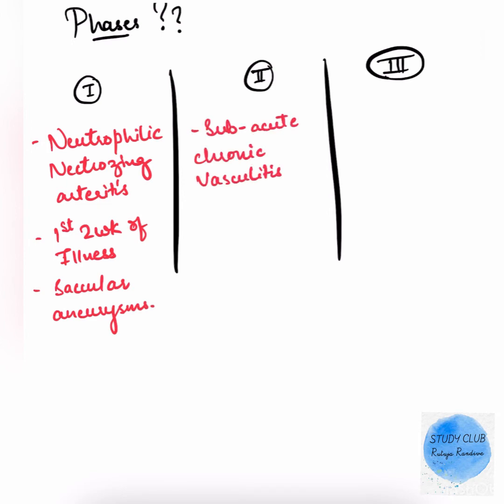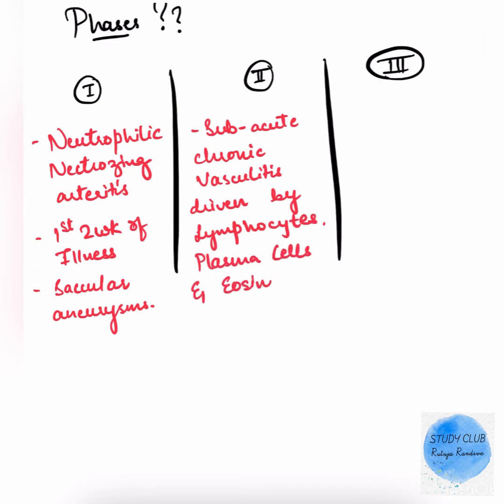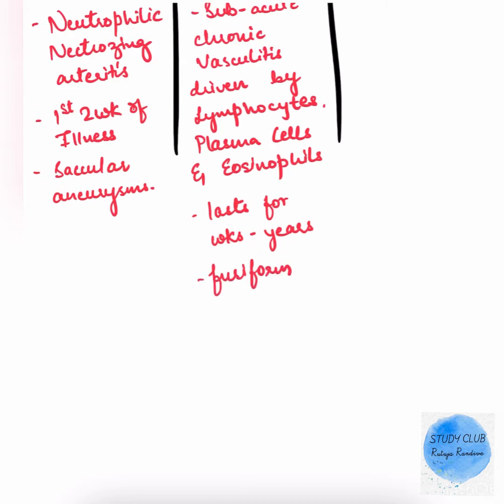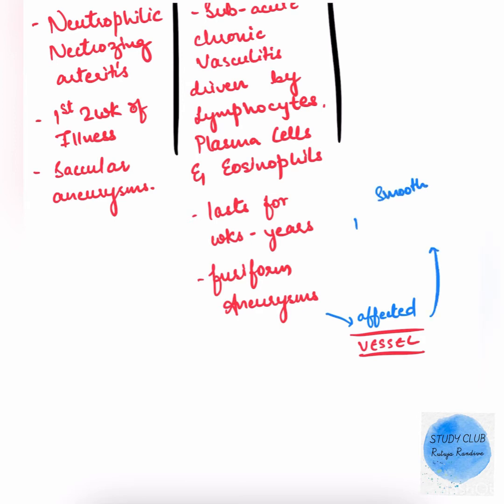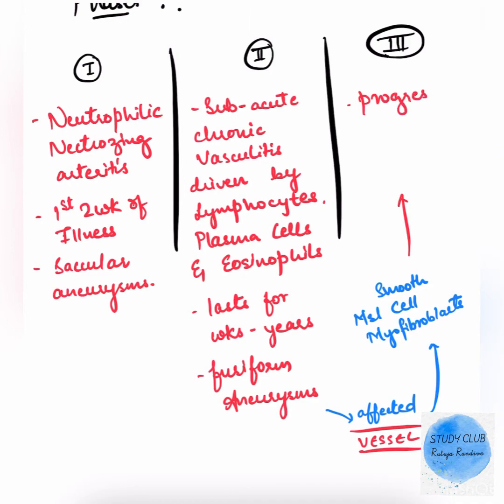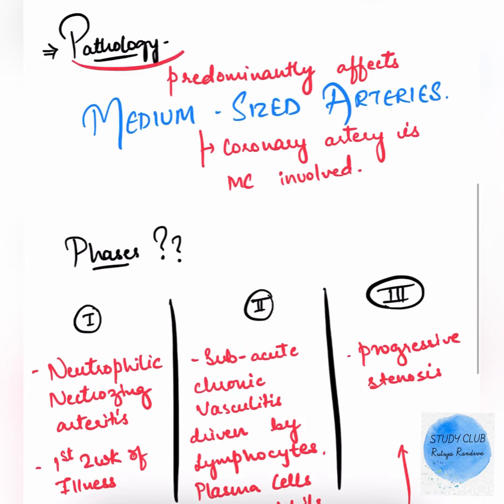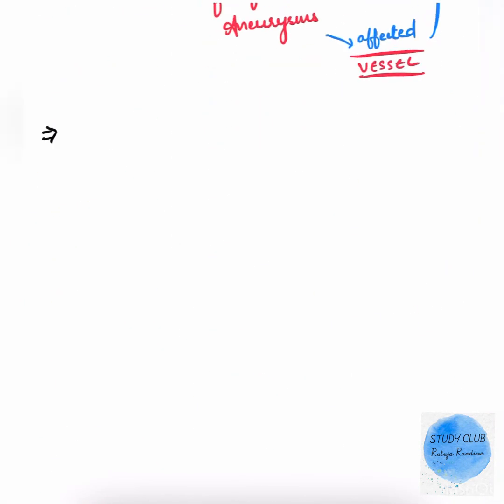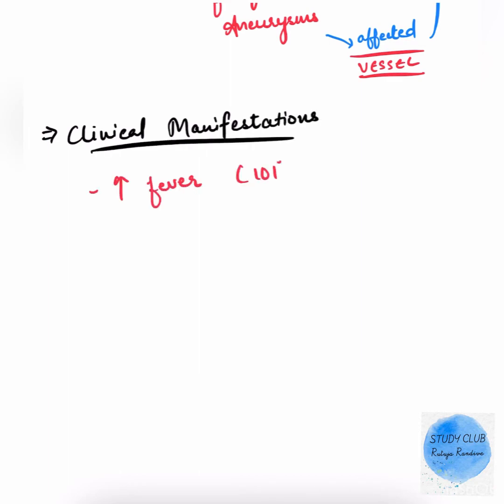phase. The second phase is subacute chronic vasculitis driven by lymphocytes, plasma cells and eosinophils, which lasts for weeks to years, and fusiform aneurysms are seen. These fusiform aneurysms affect a vessel, and the affected vessels then form smooth muscle cell myofibroblasts, which results in progressive stenosis. So moving to the clinical manifestations.